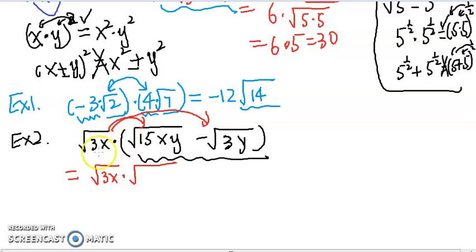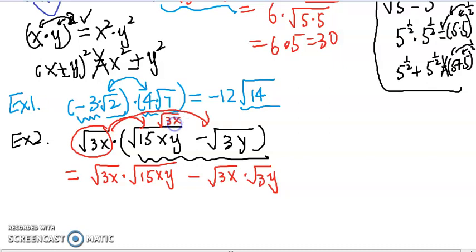So we distribute this to the first one. So we're distributing square root of 3x to the first, and then subtract square root 3x times square root 3y. If you keep forgetting distributing something, I would put the radical you're going to distribute on top of each so you don't forget. So I'm going to put a square root 3x on top. So you're multiplying these two. That's how I get that. And you're multiplying these two.